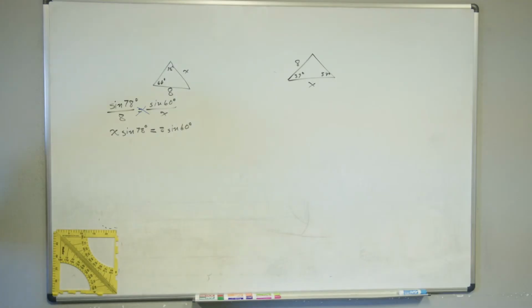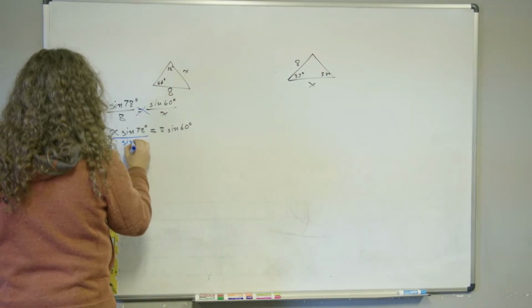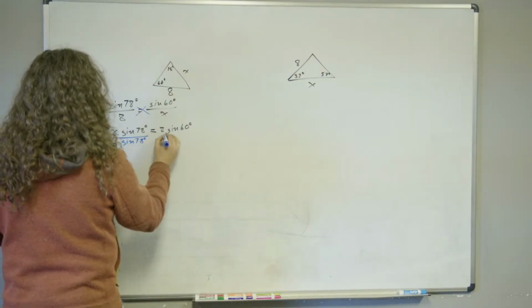So that sine of 78 degrees is right next to the x, so how is it attached? Addition, subtraction, multiplication, division, or something else? How is the sine of 78 degrees attached to x? It is multiplied. How do we get rid of it? We divide. So we're going to divide by the sine of 78 degrees.